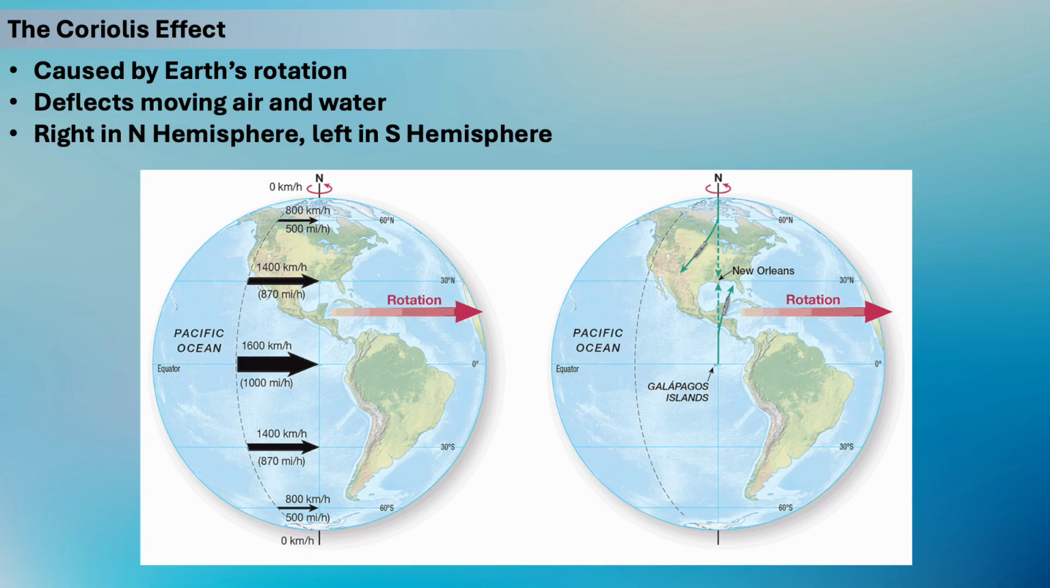This apparent deflection is what we call the Coriolis effect. It is not a force pushing the air sideways. It is simply the result of conserving momentum on a rotating planet. In the northern hemisphere, this leads to deflection to the right of the direction of motion, and in the southern hemisphere, the geometry is reversed and deflection is to the left.